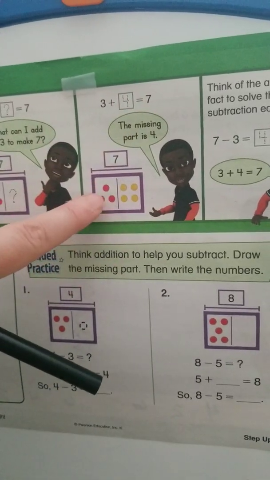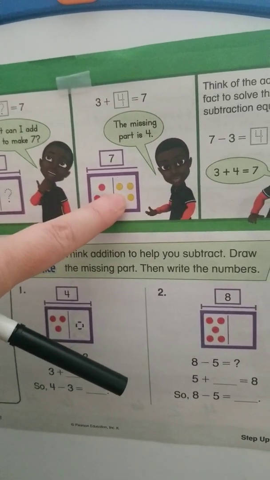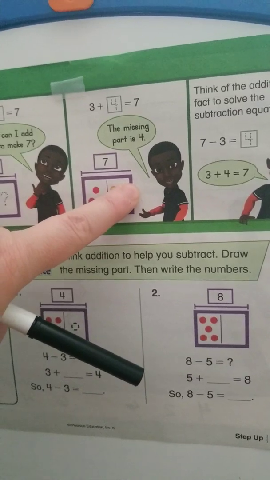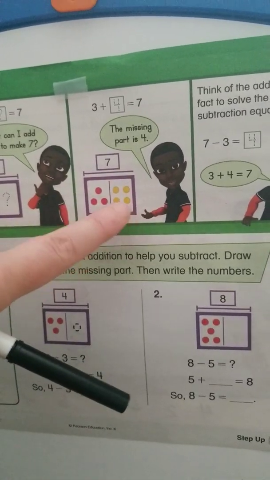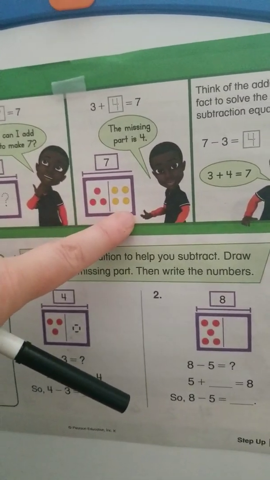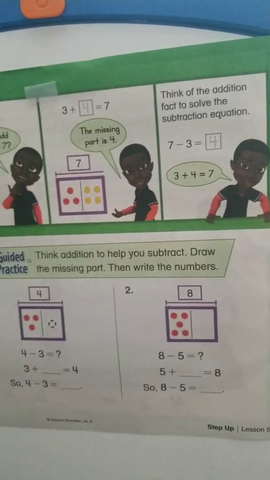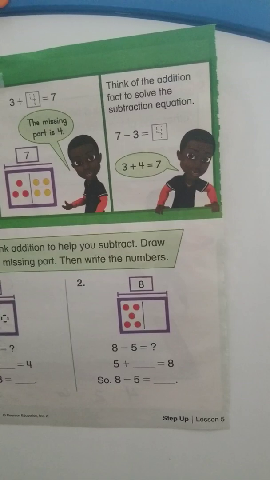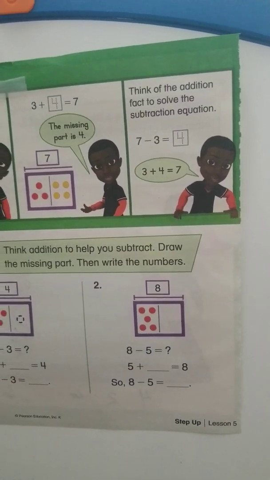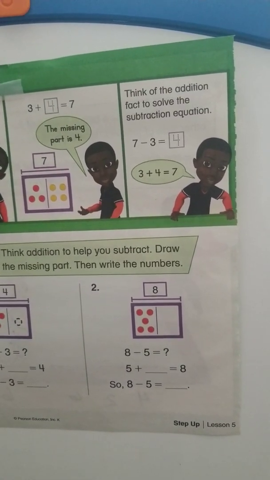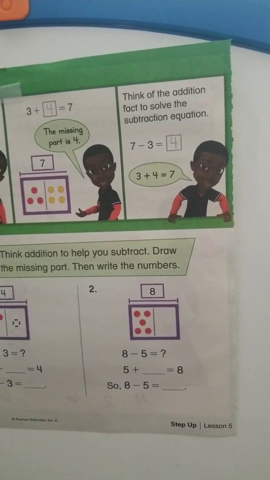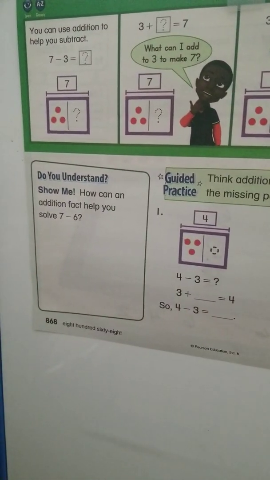Let's count and see. 1, 2, 3, 4, 5, 6, 7. Altogether there are 7. One part is 3, one part is 4. 3 plus 4 equals 7. Think of the addition fact to solve the subtraction equation. 7 take away 3 equals 4. Do you understand? Show me.